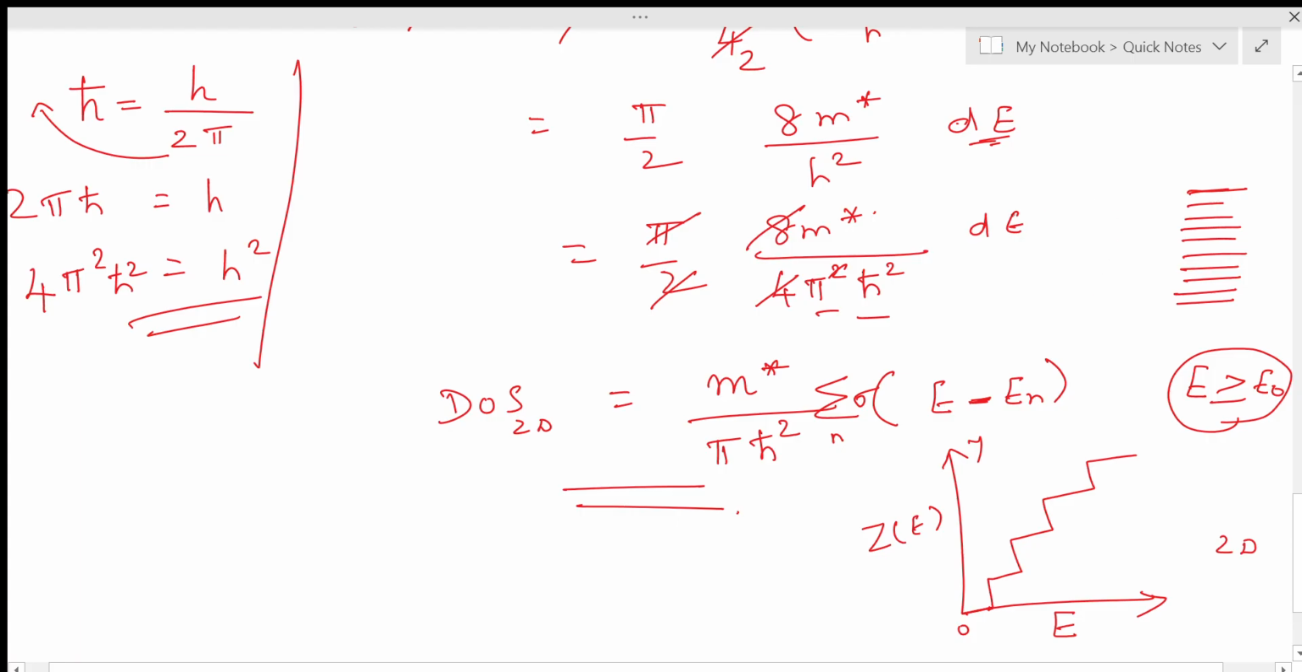That is why Z of E, or density of states of 2D, is equal to m star by pi h cross square, summation of sigma E minus En. Here En denotes the energies of the quantized state, and sigma E minus En denotes a step function. So here we have derived the density of states of the two-dimensional structure.